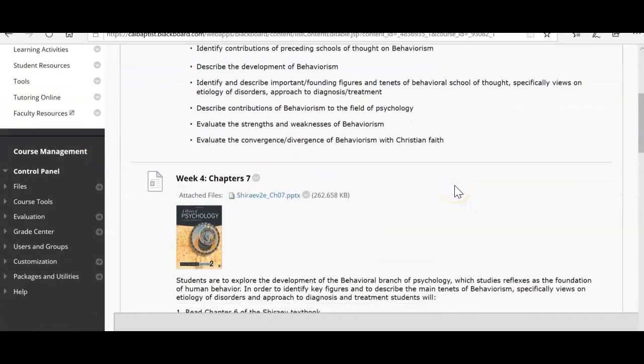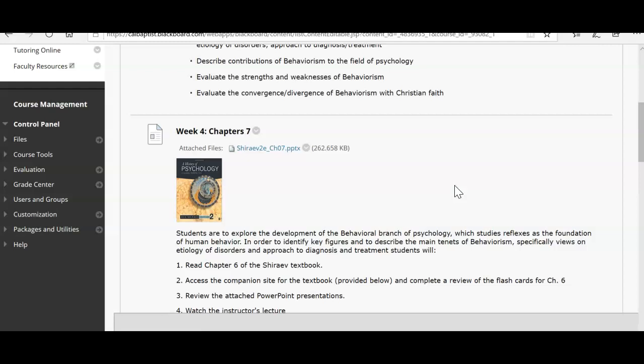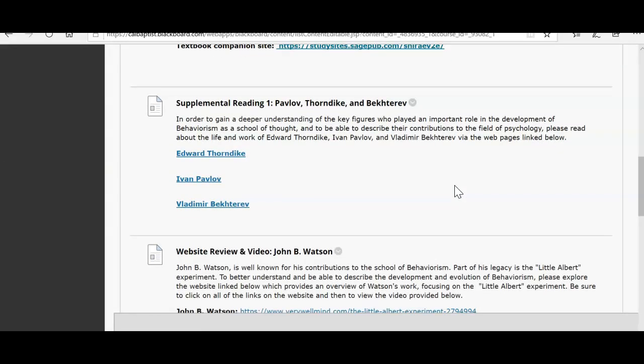For this week's reading, you'll need to read chapter 7 in your Schultz book. You will also have a couple of other supplemental readings on Pavlov, Thorndike, and Bekhterev. I am not very good at pronouncing names, if you've watched all the videos thus far, but I'll just call him Vladimir.